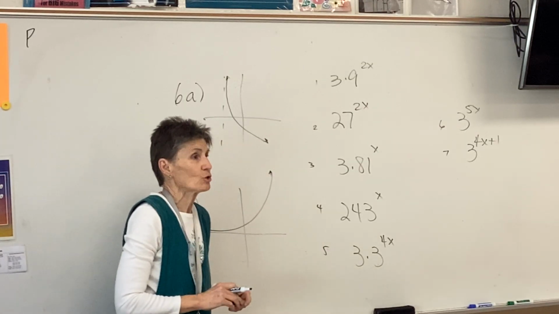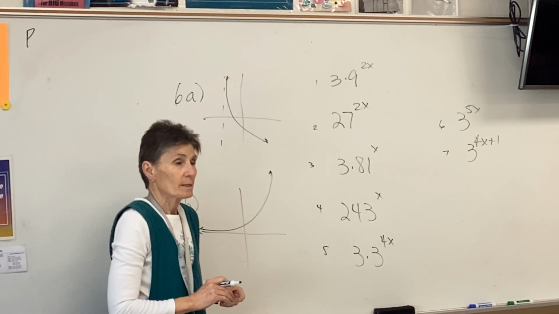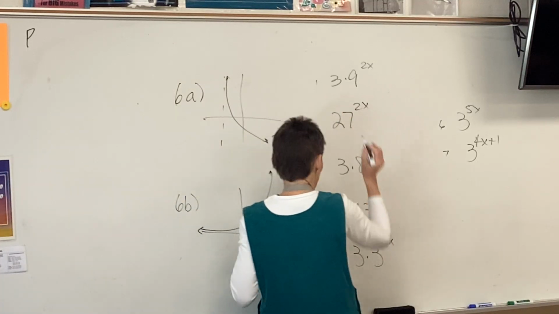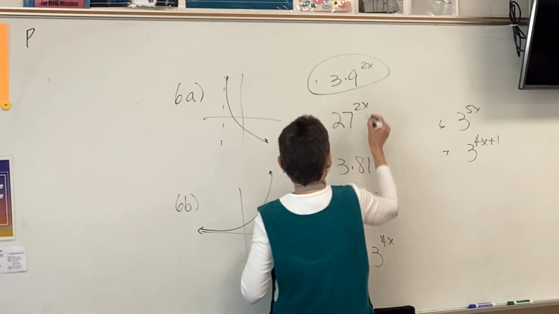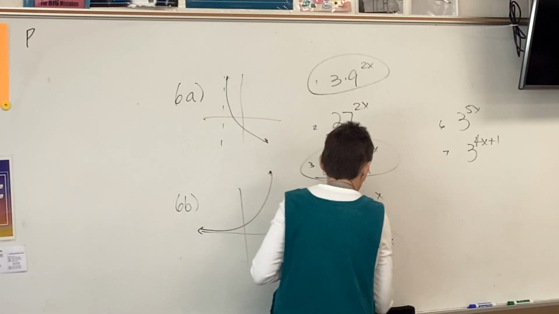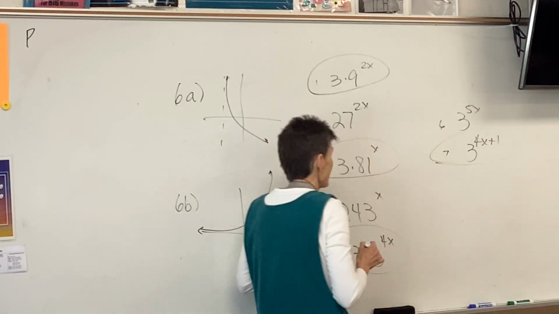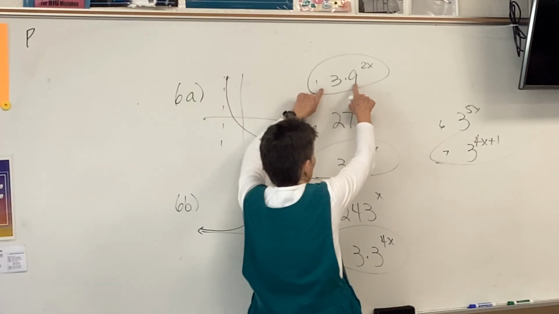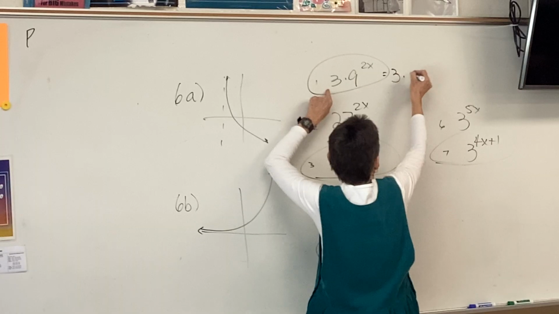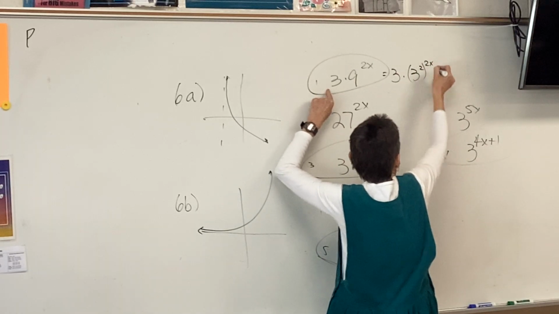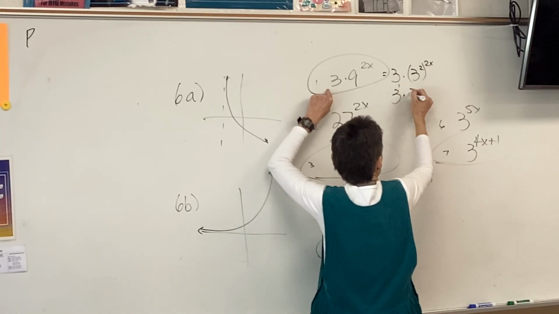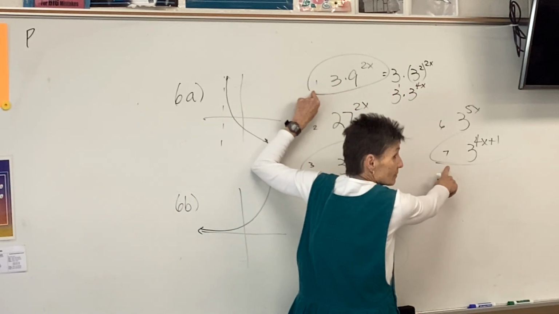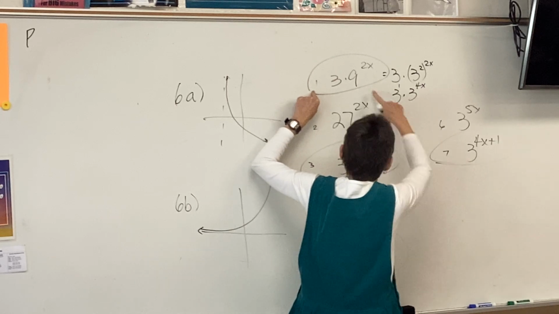Anybody find any that match? Caitlin, what'd you find? 1, 3, 5, and 7. She says all match. What do the rest of you think? 9 is 3 squared. So you have 3 to the first times 3 to the 4x. Is that right there? Sure is. So she's right on that one.